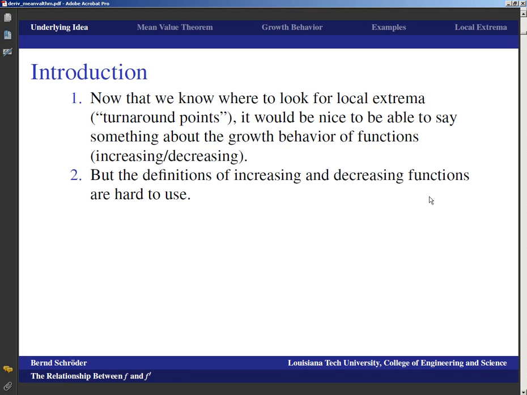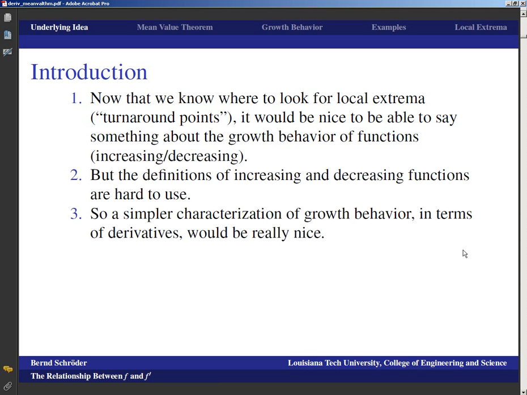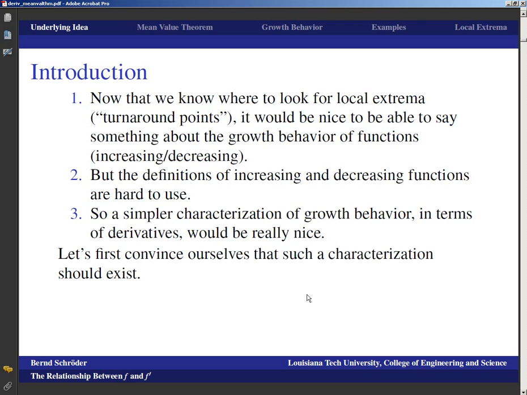But the definitions of increasing and decreasing functions, which we'll also restate in this presentation, are hard to use. So it would be nice to have a simpler characterization of growth behavior, maybe in terms of derivatives, of course, a priori or without further information. We'd just like to have any simpler characterization, but it turns out that a characterization in terms of derivatives is the standard one to work with. Okay, so first of all, we should convince ourselves that such a characterization actually should exist.